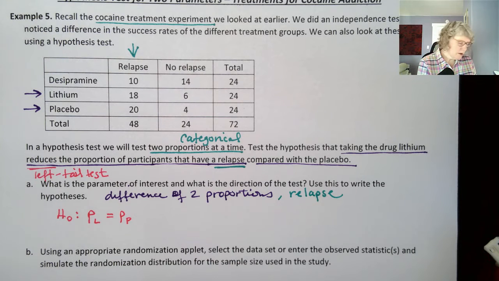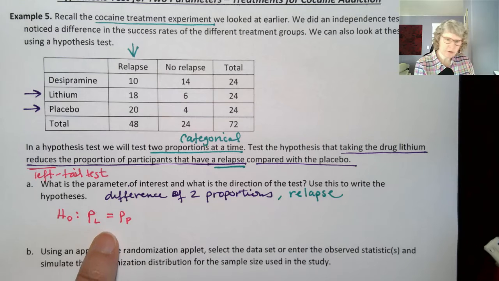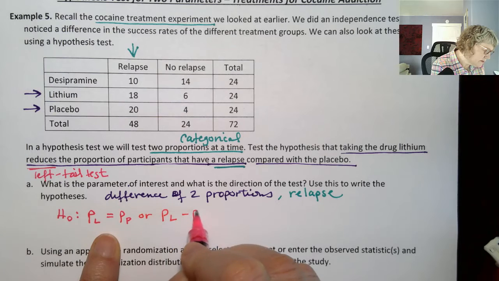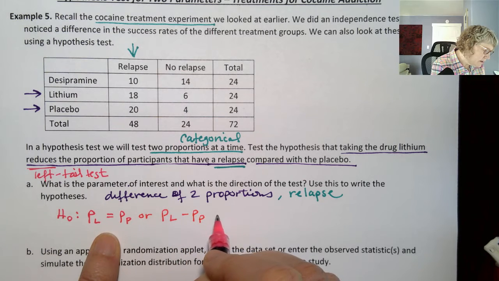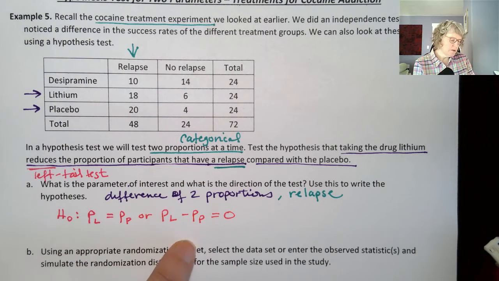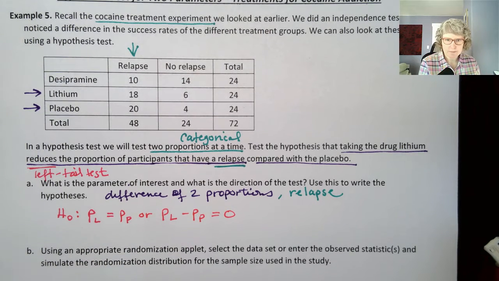Okay, so just like with our means, we could also write this as a subtraction. So, P sub L minus P sub P is equal to 0. So if there's no difference, they're equal to each other, or the difference is equal to 0.